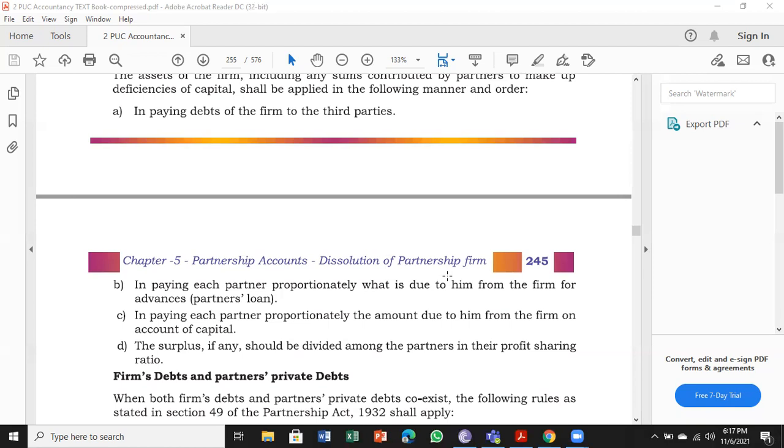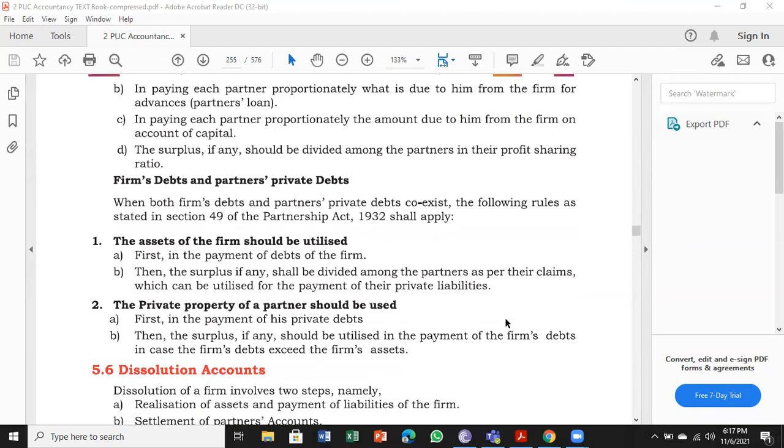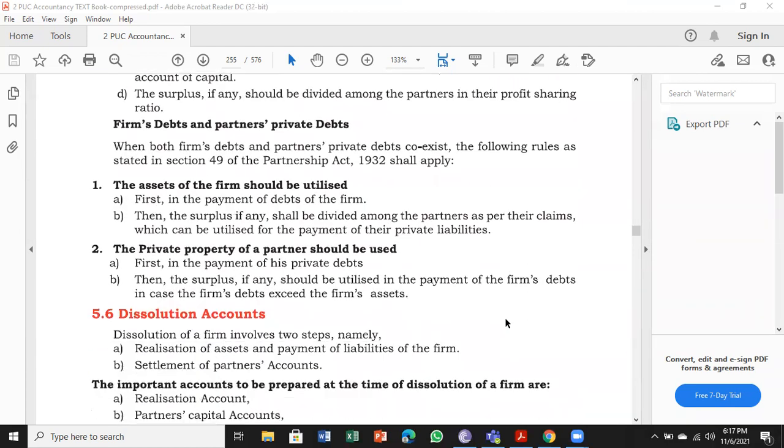If no such money is available, then the partners will incur the loss. Partners will not get back their capital money; they will be losing their capital. So when the firm has liability to outsiders and its own liability, first they have to pay the debts of the firm, then partners' loans, then partners' capital.